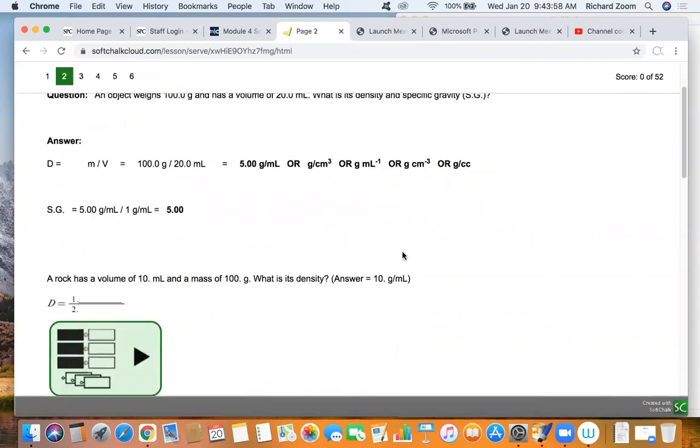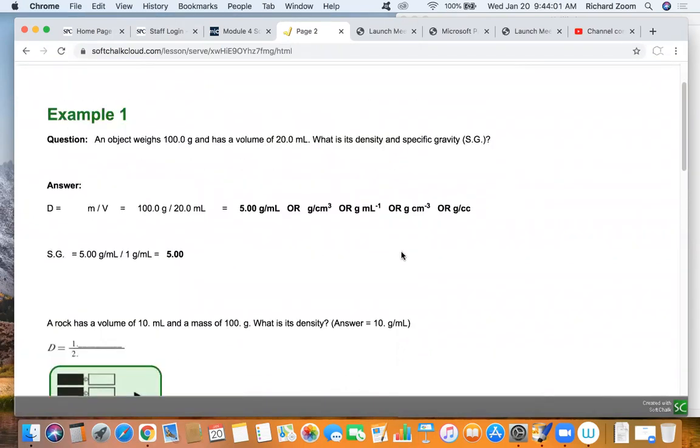So just starting out with something very simplistic, if we want to find the density of something that had 100.0 grams mass, 20.0 mils, we would just apply the formula. And the main thing we have to be wary of here is the significant figures. So 100.0 grams has 4 significant figures, 20.0 has 3. So our answer comes out to 3. That's why it's 5.00 grams per mil.